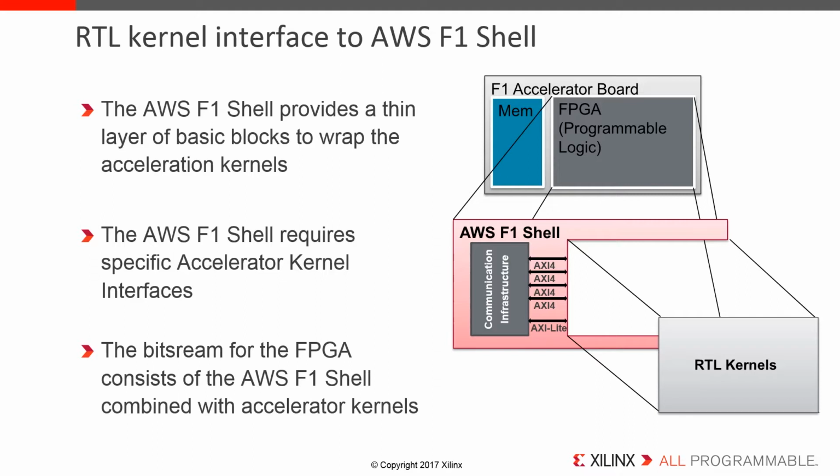The shell exposes clocks, resets, and AXI connections, providing a standard interface for communicating with the system. The kernel has to comply with the AXI protocols and meet the clock and reset requirements of the system. Once the system has been built, the accelerator kernel, along with the AWS F1 shell, are synthesized together to produce the bitstream for the FPGA.